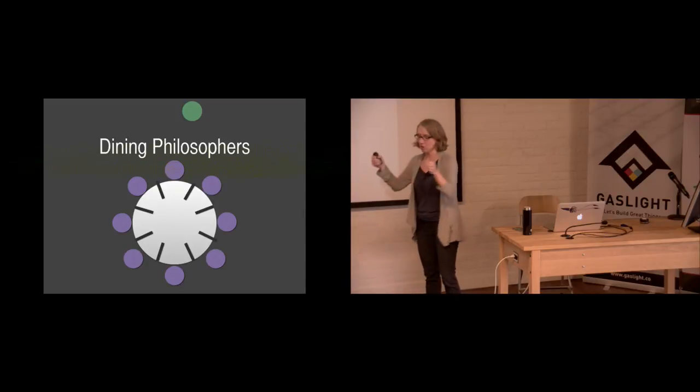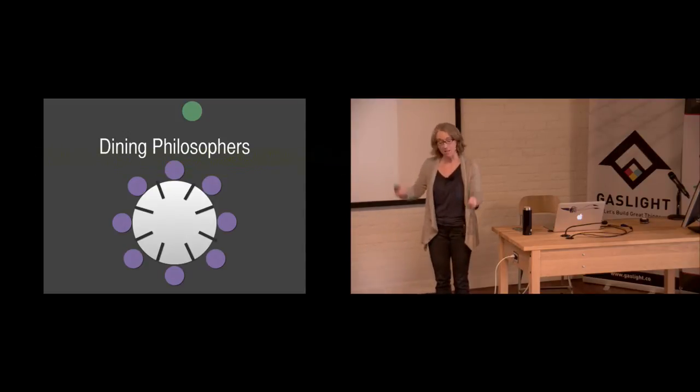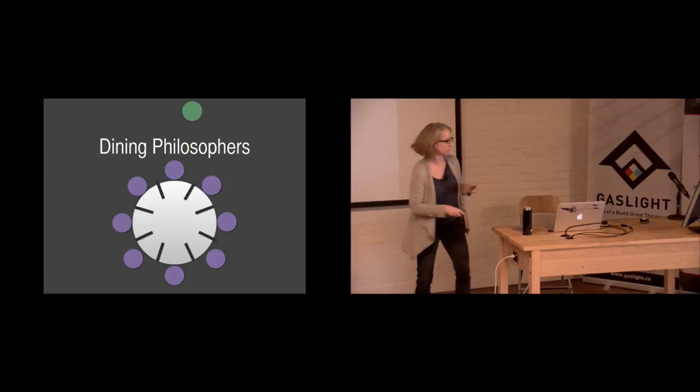But a philosopher can eat if he has a fork available on either side. Then they become an eating philosopher. If you're a philosopher and you're sitting down and you have no forks or only one fork, you must be a thinking philosopher. So you can only turn into an eating philosopher when you have the two forks available. So it's the concurrent problem here.